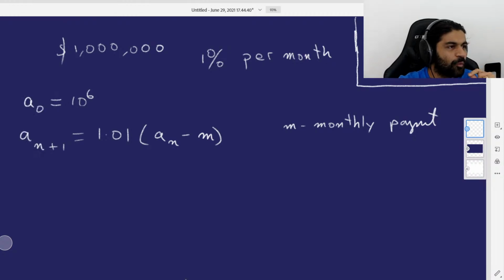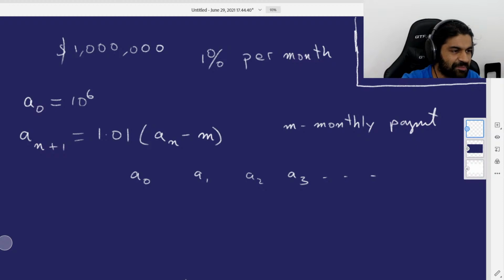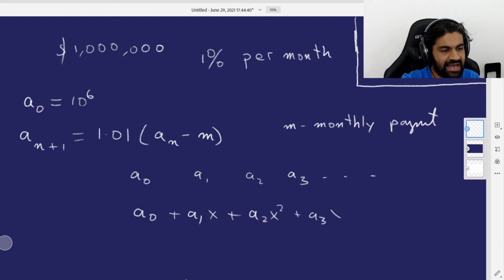And once again, the idea of a generating function is if you have a sequence that you're interested in, like A0, A1, A2, A3, and so on, you store this sequence as a power series, essentially. So you turn it into A0 plus A1 x plus A2 x squared plus A3 x cubed, and so on.